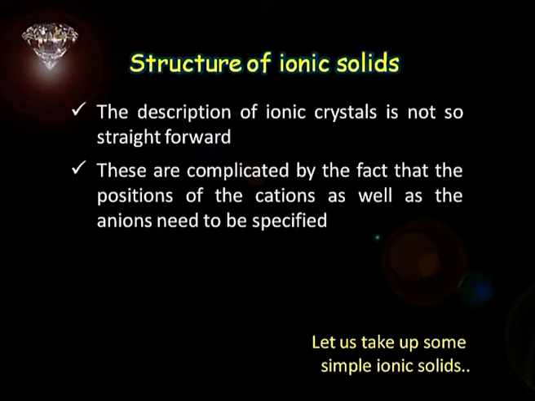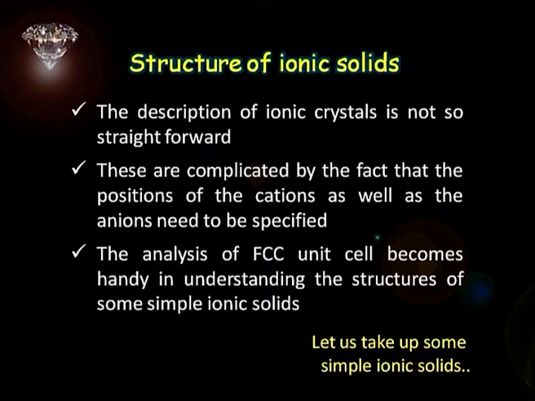So, it becomes a little complicated, and the analysis of the FCC unit cell, which we took up some time back, becomes very handy in understanding the structure of some simple ionic solids. Let us take some ionic solids now. We will begin with the simplest possible solid, which we come across very regularly, that is sodium chloride. I request you to recall what we just learnt about our CCP or FCC lattice: how many tetrahedral voids and where they are, how many octahedral voids and where they are. If you keep that mental picture with you, then talking about the structure becomes very, very simple.